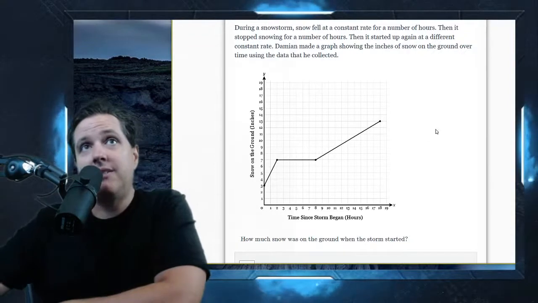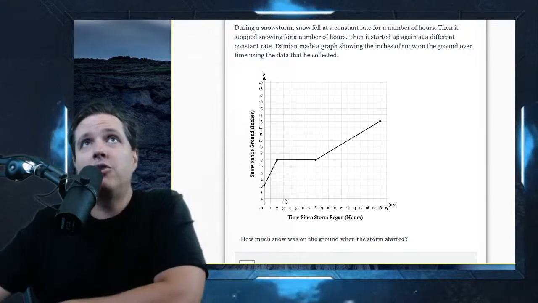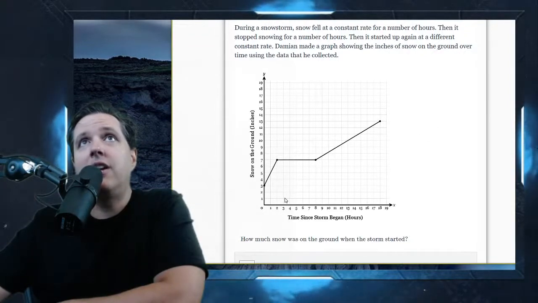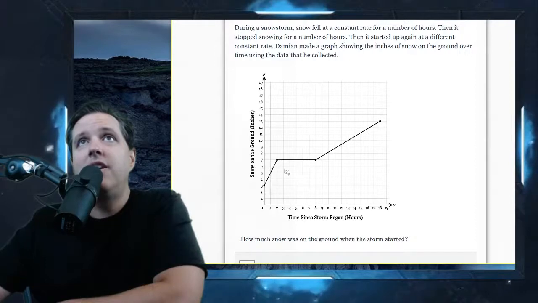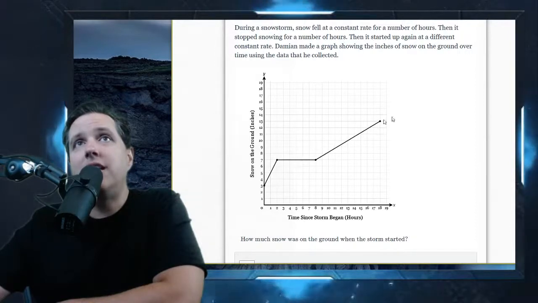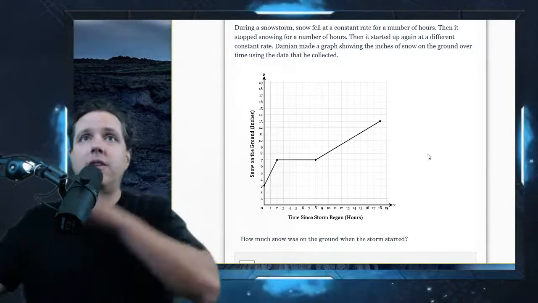So see how this makes sense? During a snowstorm, snow fell at a constant rate. That's this piece right here. Then it stopped snowing. That's this piece right here. Then it started snowing at a different rate. That's this piece right here. Okay?